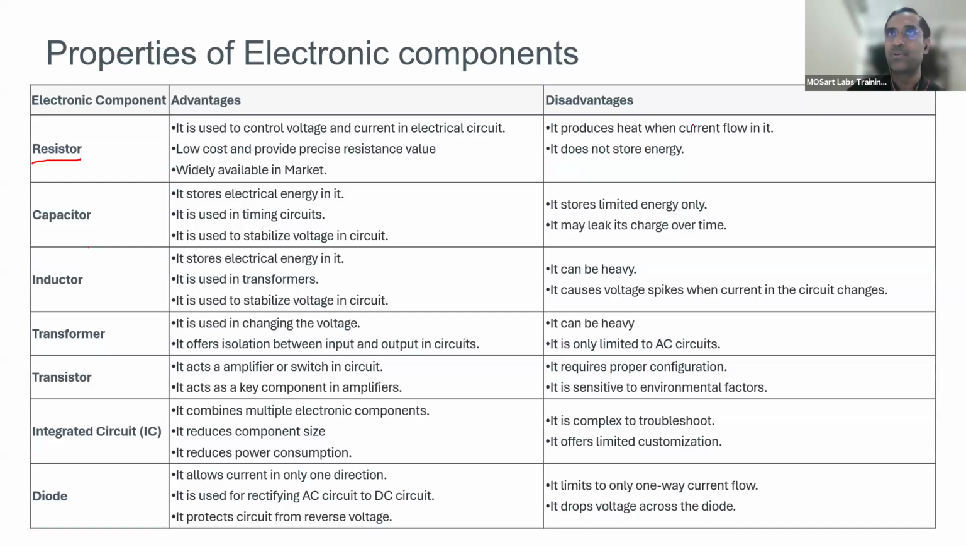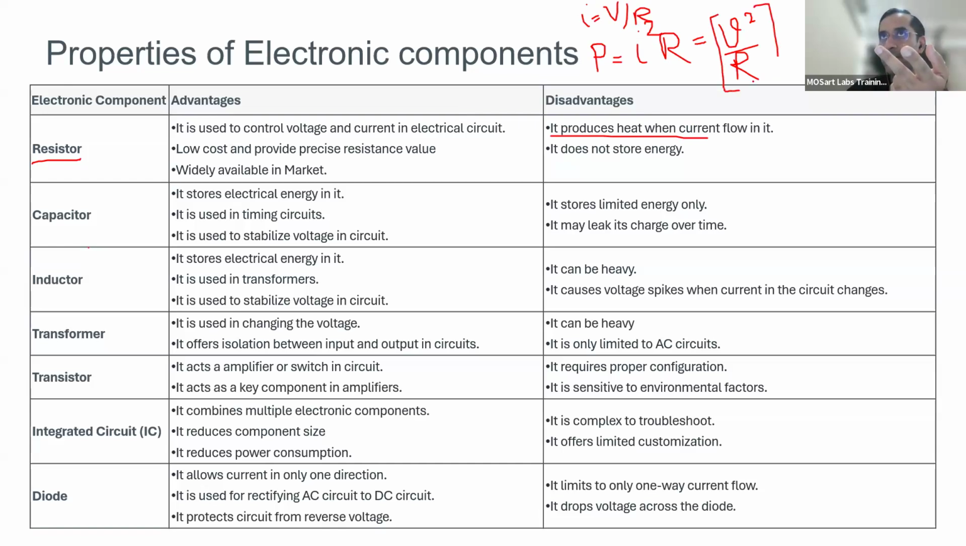Basically, a resistor produces heat, right? Whenever you have a current, the power, which is the heat produced, is I square into R. This is nothing but V square by R. So I is equal to V by R, so power is V square by R, right? V square by R square into R is basically V square by R. Either you call it V square by R or I square R, this is the power that is dissipated.